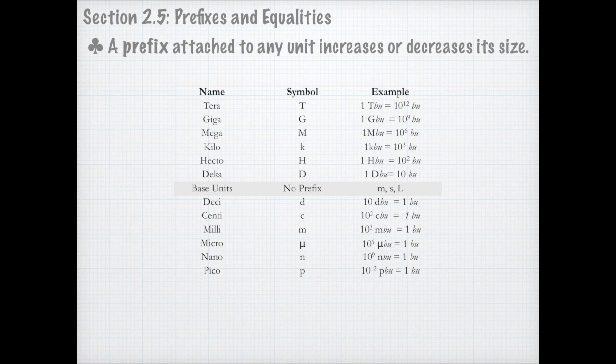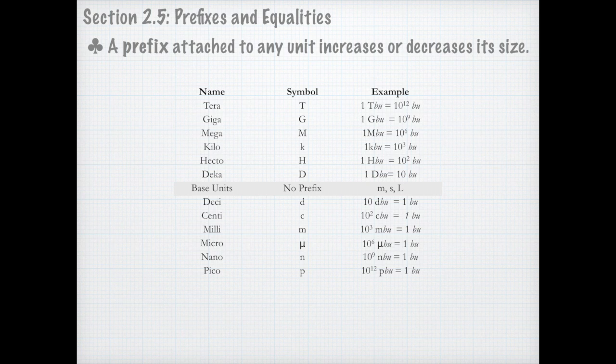So for example, kilo. Let's say the base unit is meters, 1 kilometer equals 1,000 meters. So by putting kilo in front of meter, you increased it by 1,000. You multiplied that one by 1,000. For mega, let's say for example the base unit is liter, 1 megaliter equals 1,000,000 liters. So all of those prefixes above the base unit make that unit larger, while all of the prefixes below the base unit make it smaller.